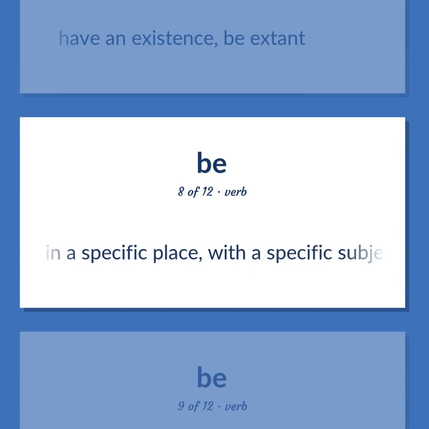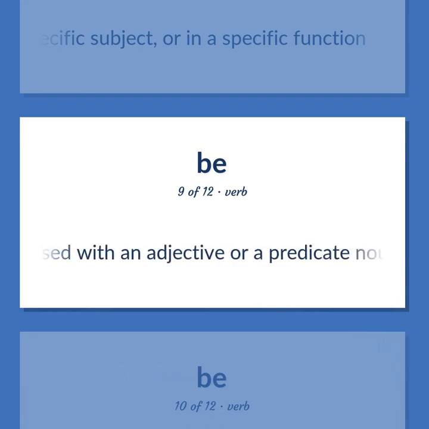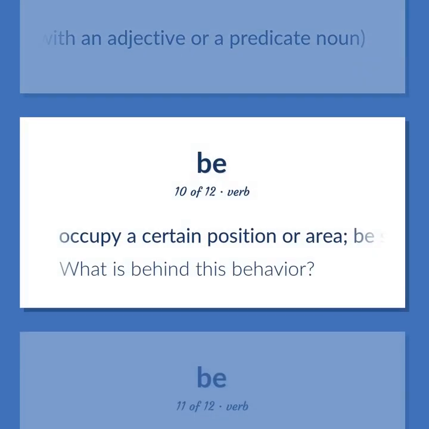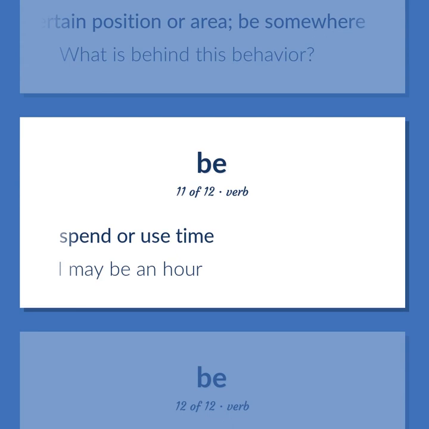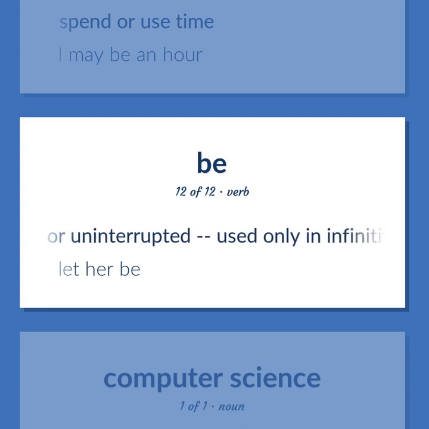Work in a specific place, with a specific subject, or in a specific function. Have the quality of being, copula, used with an adjective or a predicate noun. Occupy a certain position or area, be somewhere. What is behind this behavior? Spend or use time. I may be an hour. To remain unmolested, undisturbed, or uninterrupted, used only in infinitive form. Let her be.